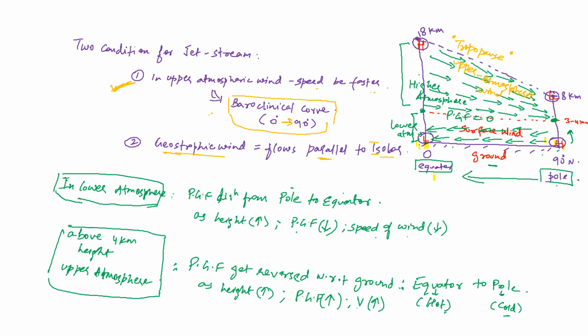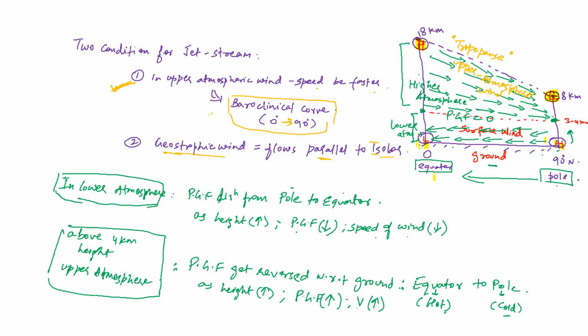But when we go higher and higher, the situation gets reversed. Over the equator, along the tropopause, at the height of 18 kilometers, there is a high pressure, and at the poles, at the height of 8 kilometers along the tropopause, there is a low pressure. The opposite condition gets maintained. So what is happening?